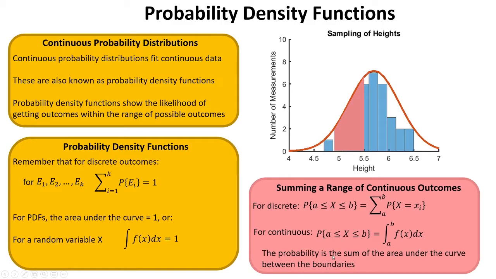So say we wanted to see what the probability of getting a height between 4.9 and 5.5. That would just be the area under the curve between 4.9 all the way up to 5.5. And that's illustrated by this red block here. And it would be an integral from 4.9 to 5.5 across whatever the function is that describes this curve. So that's how discrete and continuous relate to each other. One has these summations, the other one has the integrals.